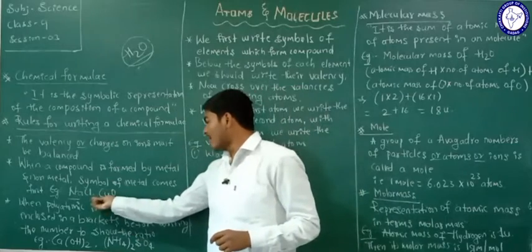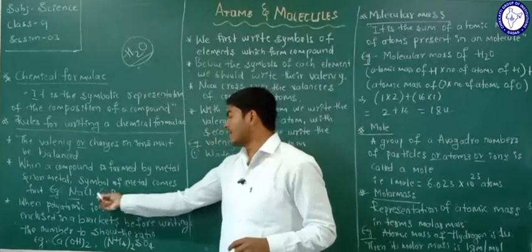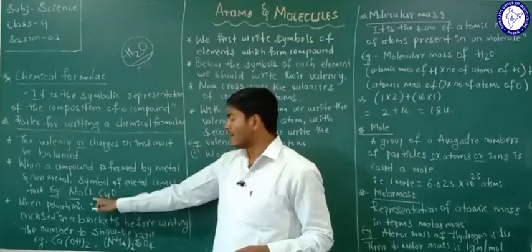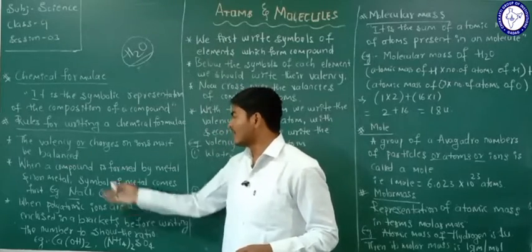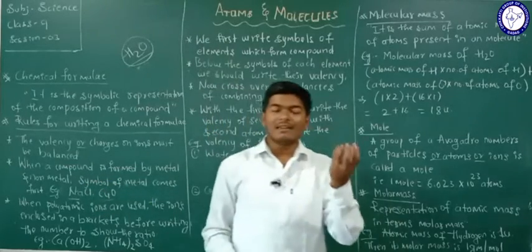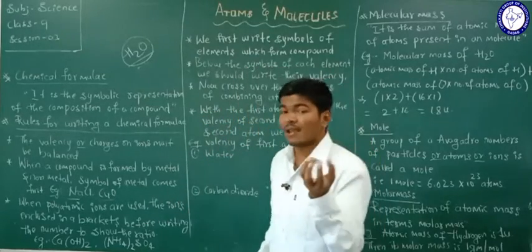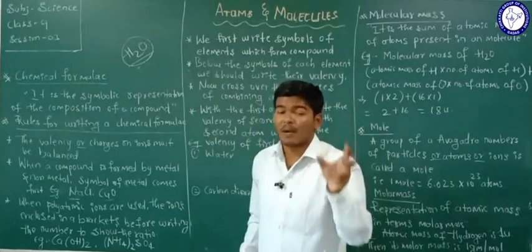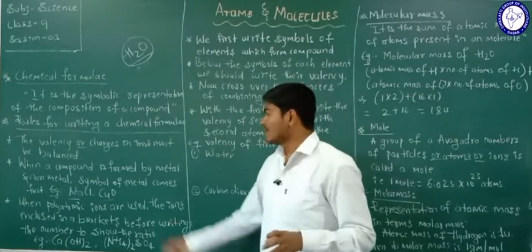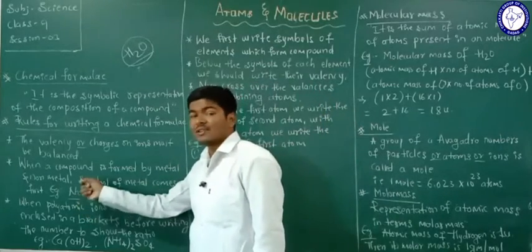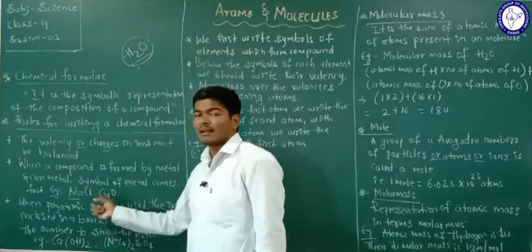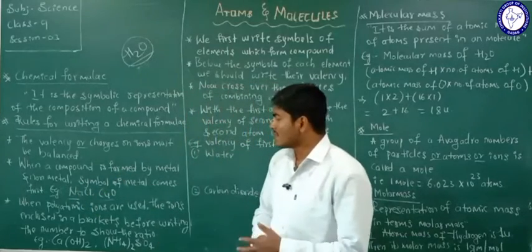Another example I am taking here is copper oxide. Copper is a metal and oxide is a non-metal. When we are going to write the chemical formula of a compound, if the compound contains metals and non-metals, we should first write the symbol of the metal. And the third rule, what is the third rule here?